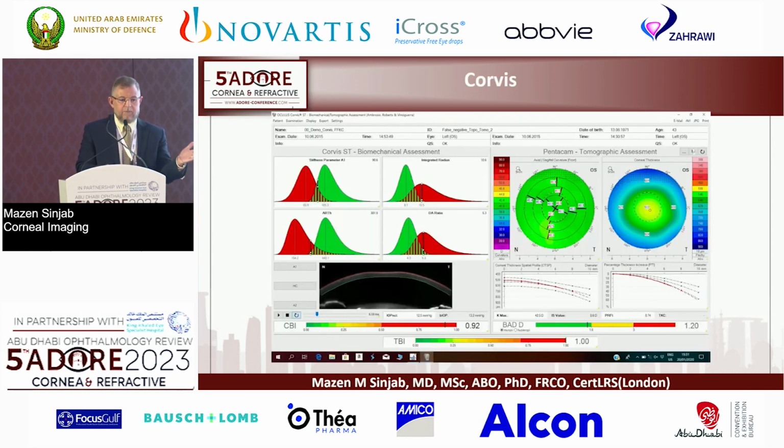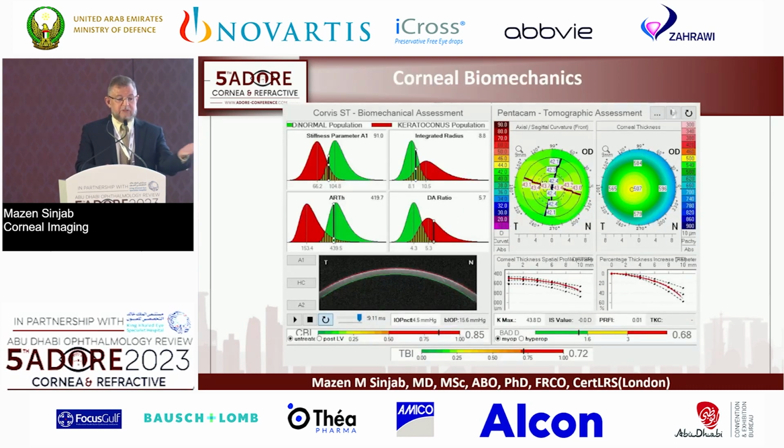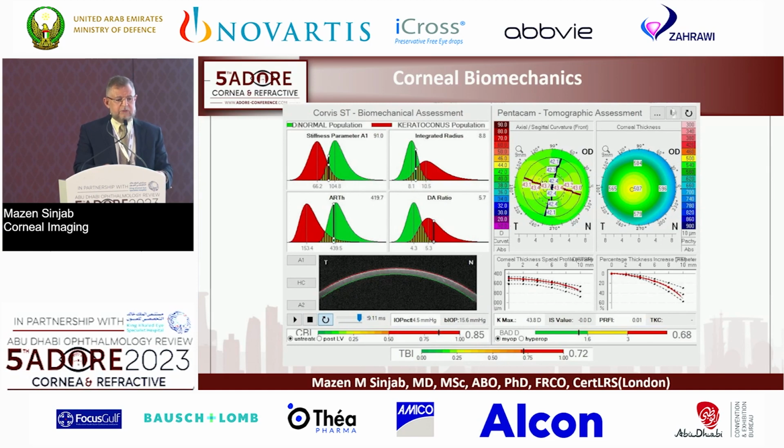Everyone knows Corvis. It gives a display based on the CBI by Ambrosio, the TBI by Ambrosio and the CBI by Vinciguerra. And it shows these red, green, yellow bars down. But first, you have to be sure that you are choosing the correct option, because there are 2 options for the CBI, whether the cornea has been treated before or not. If you forget to do this and it measures the cornea and considers it as not treated before, it will show you an abnormal cornea, for example, if you are looking for enhancement. So be sure that you have chosen the correct one.